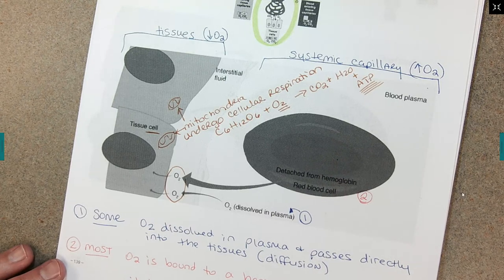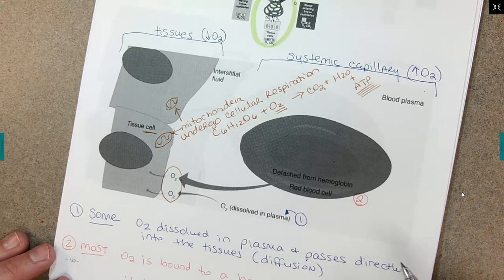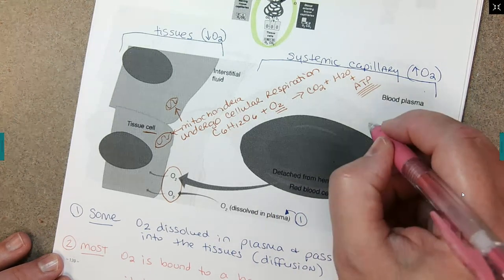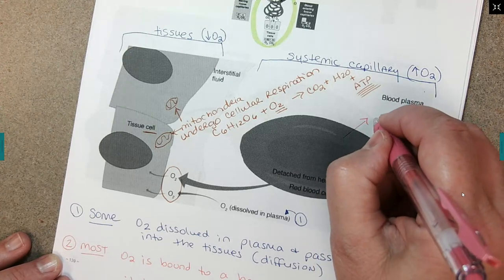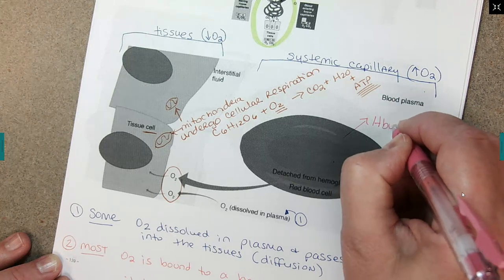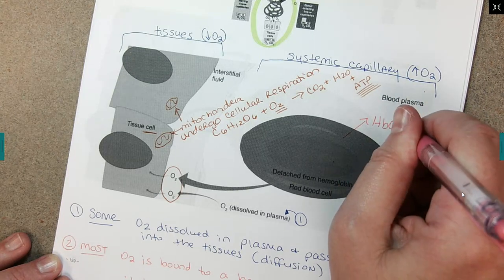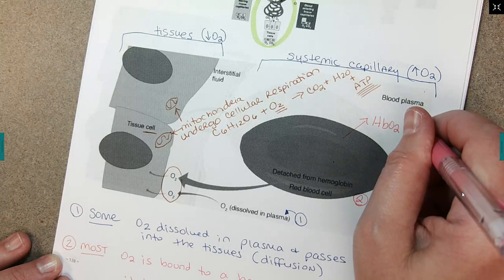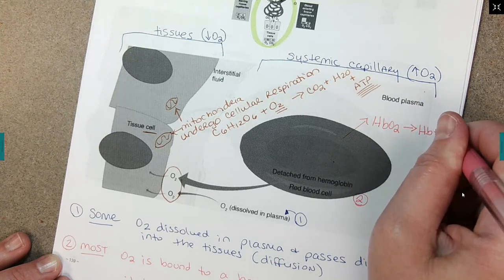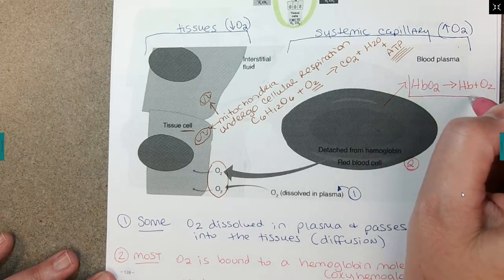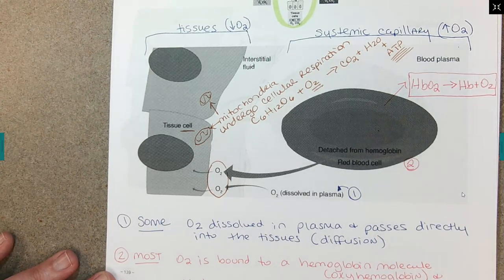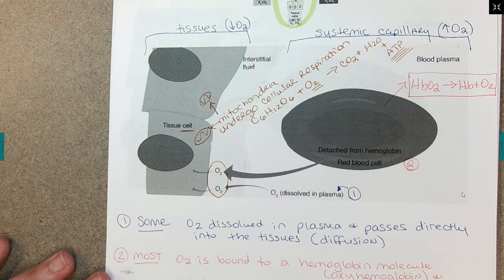So I do want to give you basically the formula for what's happening here with number 2. I wrote it out in words, but let's go ahead and write down what's happening here. We've got our oxyhemoglobin, which is going to break down into hemoglobin plus oxygen gas. So this is our chemical formula as to what's going on. I wanted to make sure you knew that in case you see that again.